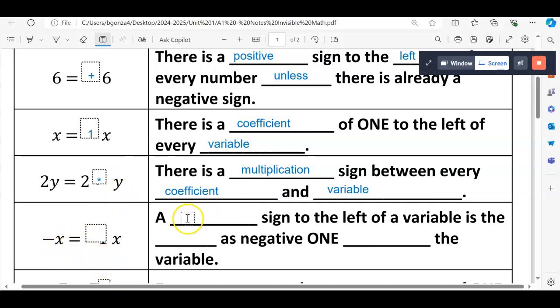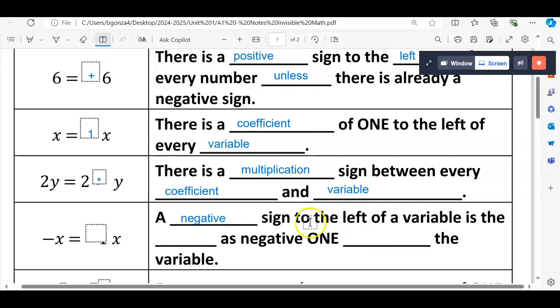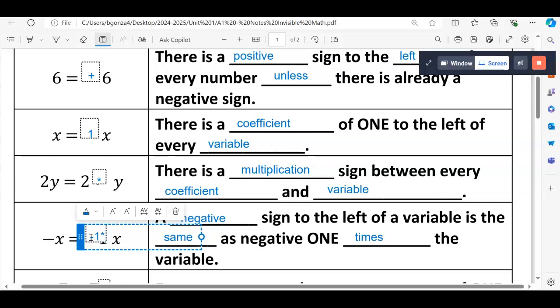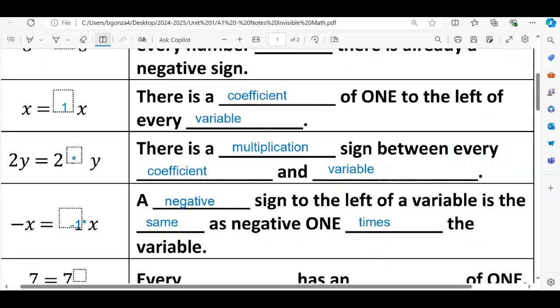All right. A negative sign, now you're going to see this a lot. If you just see a negative sign in front of something, so in this case, to the left of a variable, it is the same as a -1 times the variable. It's like -1 times. That's what you're doing. Negative x means -1 times x. Hopefully y'all can see that.